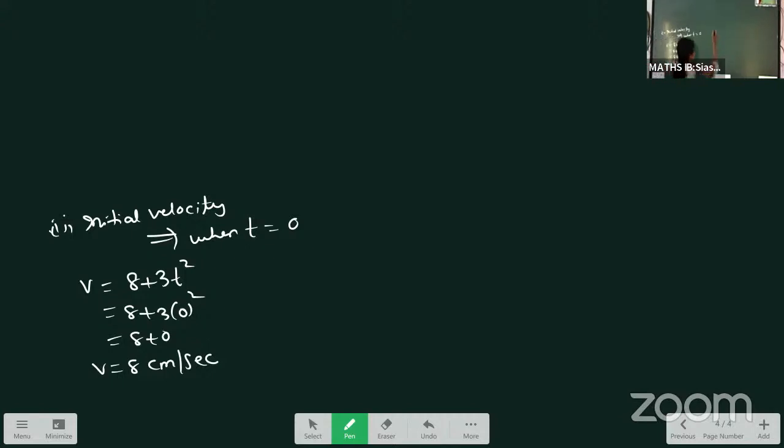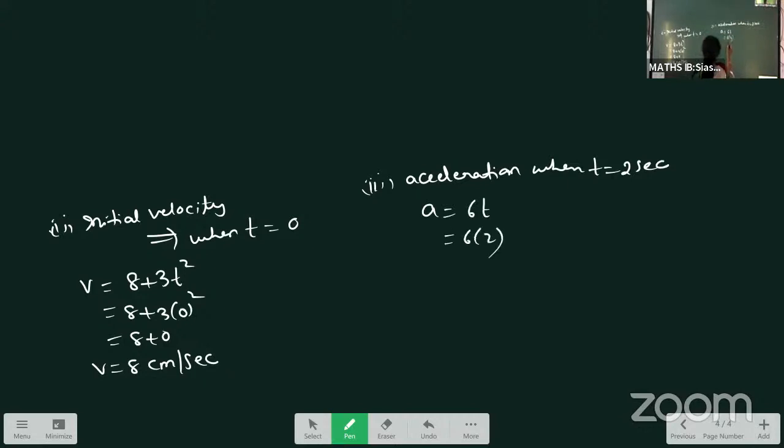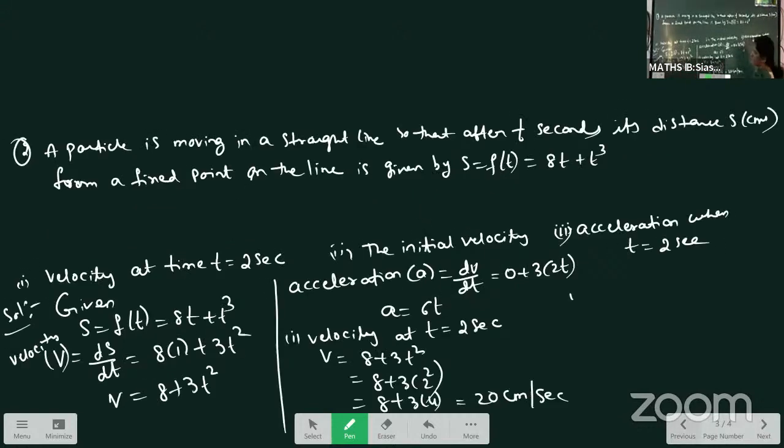Next, third bit. Acceleration when t is equal to 2 seconds. So acceleration a is equal to 6t. So 6 into 2 is 12. So what are the units for acceleration? Centimeter per second square. So like this, we have to find out centimeter per second and centimeter per second square. So like this, we have to solve it.